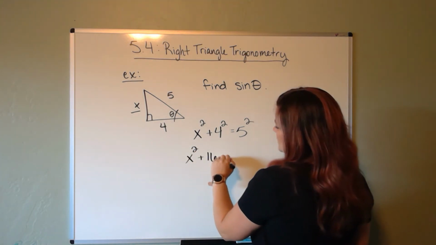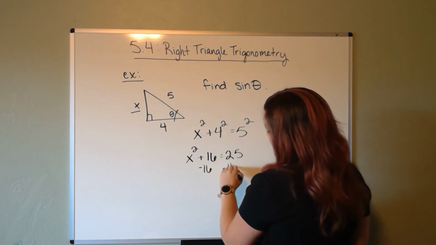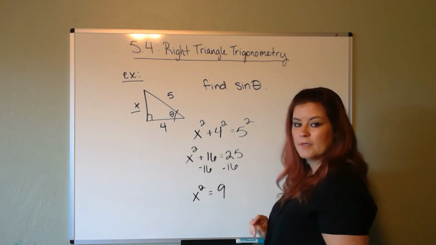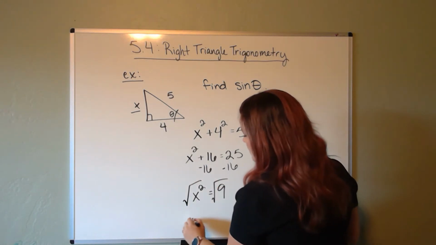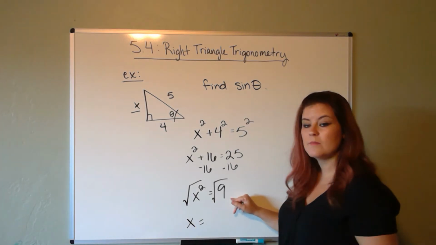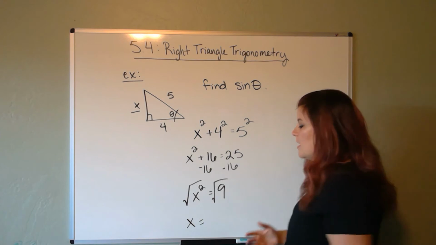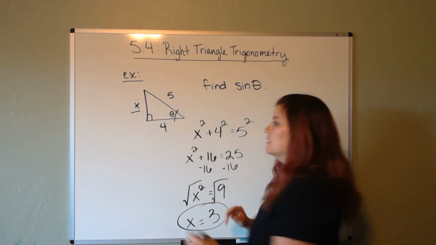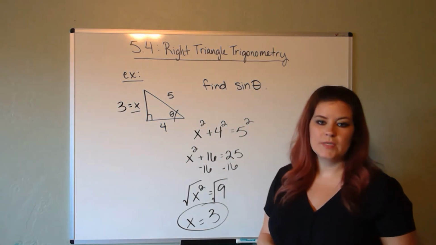X squared plus 16 equals 25. Subtract the 16, and we get x squared equals 9. Square root both sides here. Remember, our square root is not going to be plus or minus when we're working with actual lengths, because those are always going to be positive. So we get x equals 3. So I'm going to note that this side is 3.